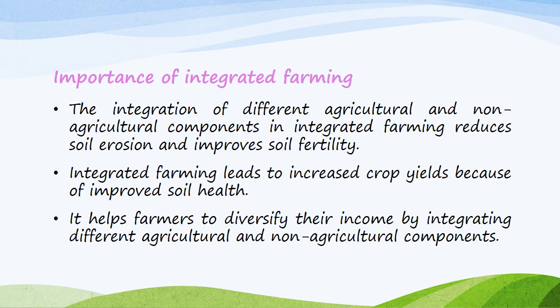The integration of different agricultural and non-agricultural components in integrated farming reduces soil erosion and improves soil fertility. Integrated farming leads to increased crop yields because of improved soil health. It helps farmers to diversify their income by integrating different agricultural and non-agricultural components.